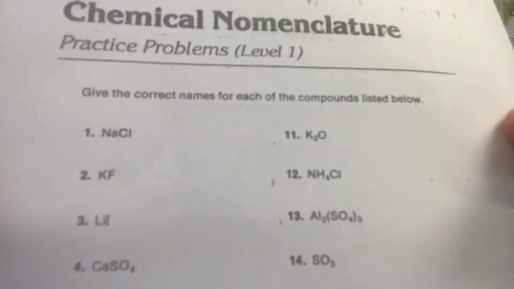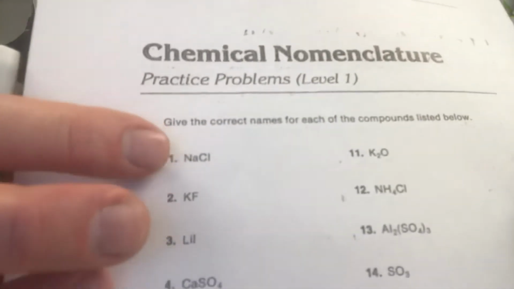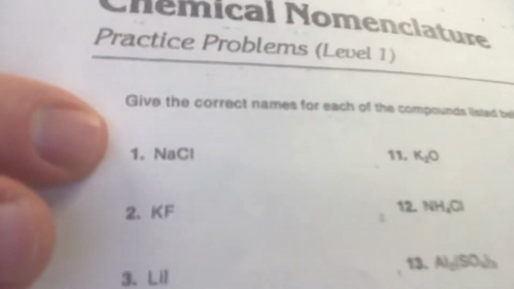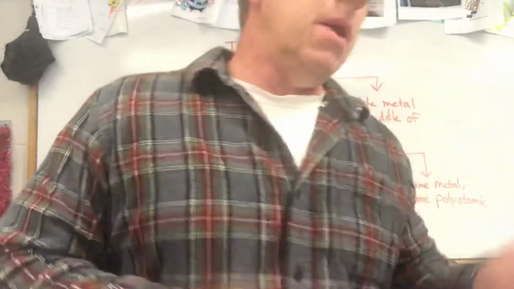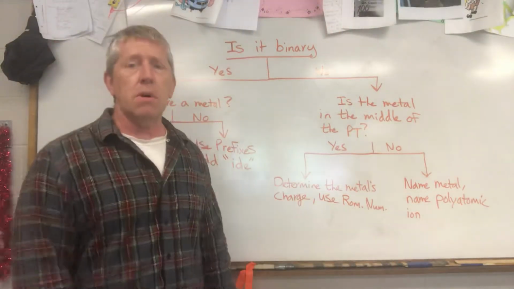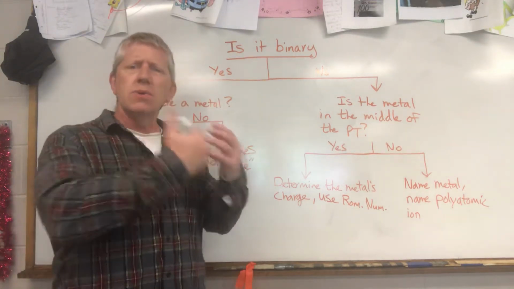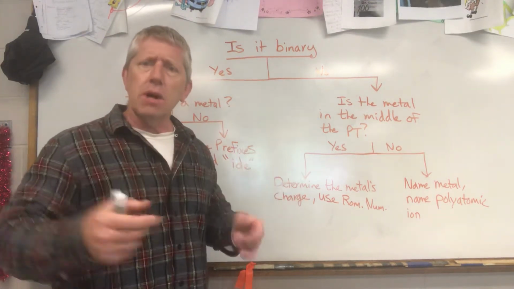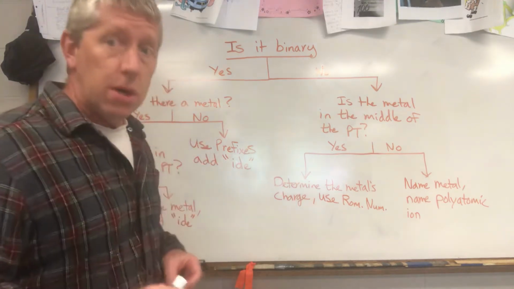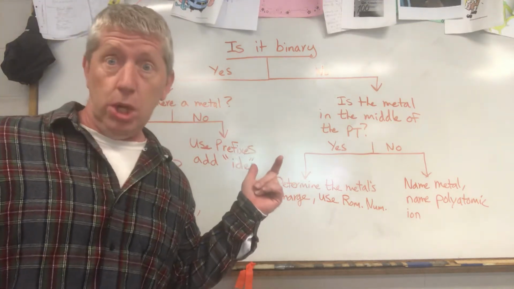Well, actually, the very first one right there. What is it? NaCl. Most of you know that that's sodium chloride. NaCl is common table salt. You know that, but let's see why it's called sodium chloride. Let's use our flow chart and see if it leads us to the promised land, people.